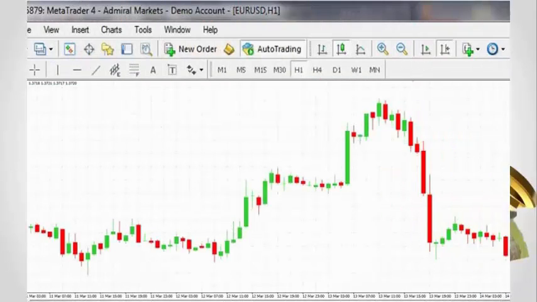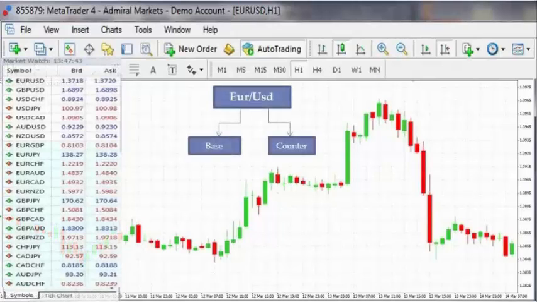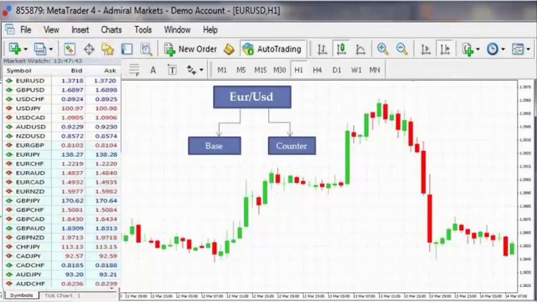So to understand what a spread is and how it works, let's click on Market Watch. All the currencies here in the Market Watch window are quoted in pairs. The one quote is called the bid price and the other quote is called the ask price. For the Euro-US dollar currency pair, at this very moment, the bid price is 1.3718 and the ask price for the Euro-US dollar is 1.3720.